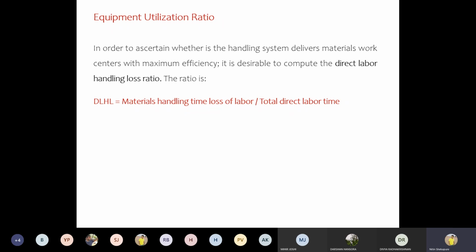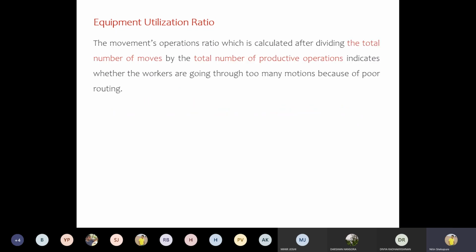We are discussing the general problem, but when we correlate it with material handling, it means we are involved in only material handling processes. That you need to understand. If you try to correlate it with, suppose, machining or an operator, it is applicable to that also. But here we are concentrating on the material handling perspective. Okay, the moment operation ratio, which is calculated after dividing the total number of moves by the total number of productive operations, indicates whether the workers are going through too many motions because of poor routing. It may be possible.